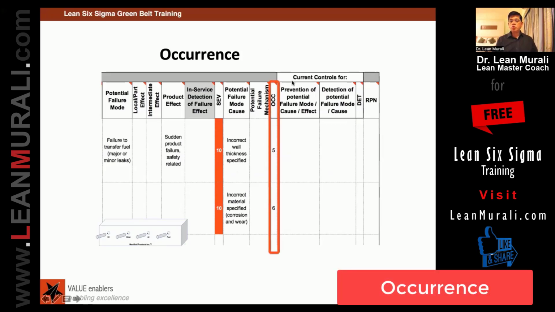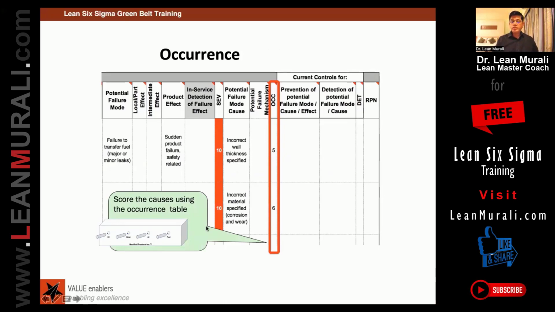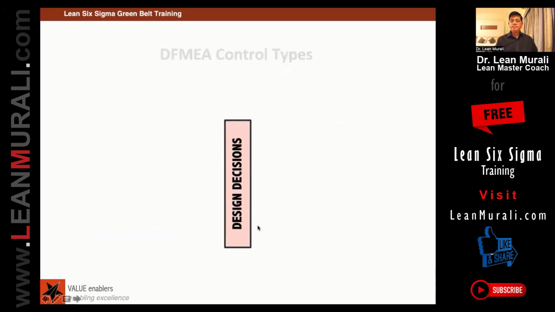Occurrence. So the occurrence rating is given here. Score the causes using the occurrence table. Now I'm going to share with you something very, very interesting.